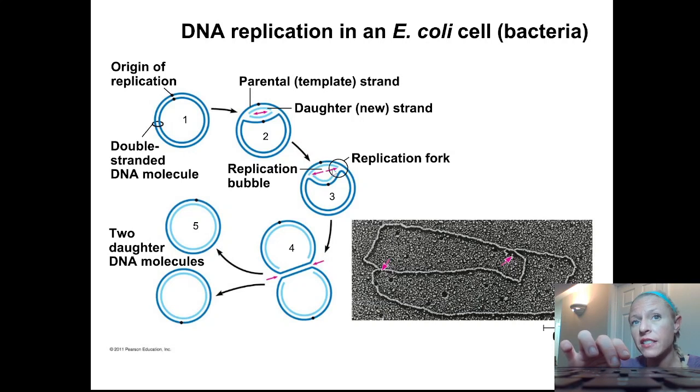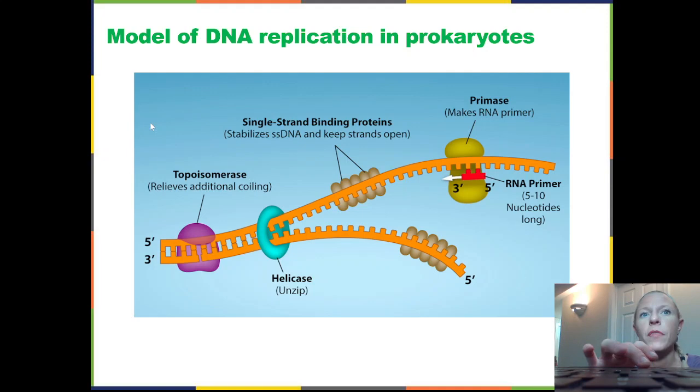DNA is synthesized in the 5' to 3' direction. We'll get there in a second. And so it only goes in a continuous direction in one way because the strands are anti-parallel. So you end up with two new daughter strands pairing with those parent strands. Okay, so now we're going to look at a little more detailed look at prokaryotes.